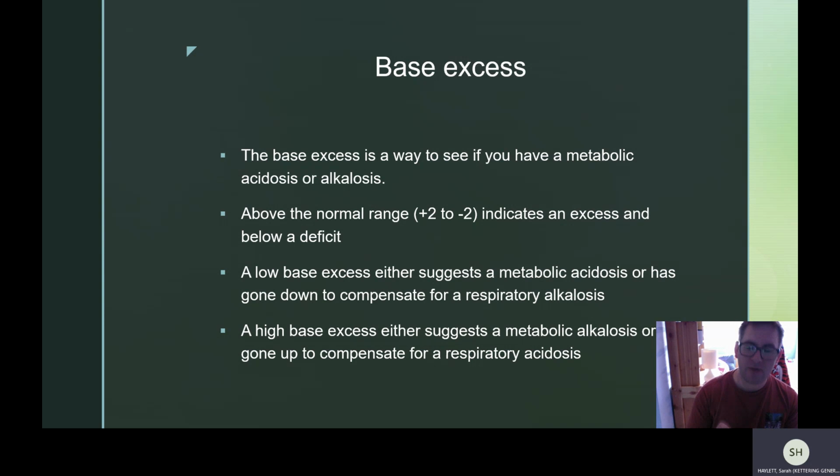it's again gone up to compensate for a respiratory acidosis. Your body's always trying to correct the pH. So when there's a reaction, there's a counteraction. There's always going to be some sort of interaction between the two. So if you're hypoxic and hypercapnic and your pH has gone down, then your metabolic process will speed up and your bicarb will go up and your base excess will go up to try and compensate for that.